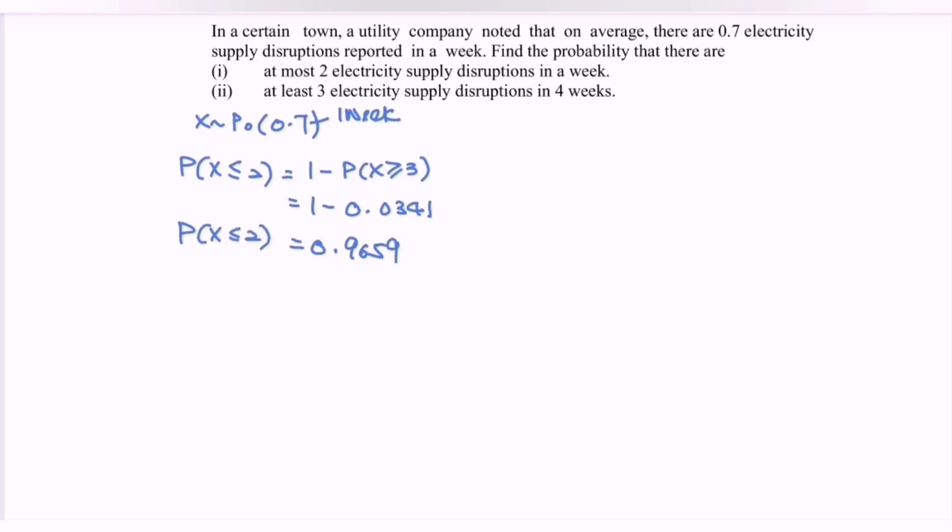Continue. Number 2. At least 3 electricity supply disruptions in 4 weeks. So we have to change the title. Poisson distribution. Here they mentioned 4 weeks. So 0.7 multiplied by 4, we have 2.8 for 4 weeks. That is the title. And then for the question, we have at least 3. By referring to the statistical table, we have the answer 0.5305.